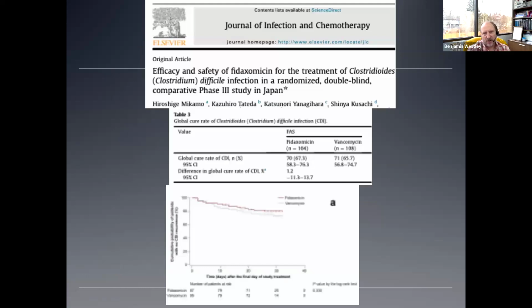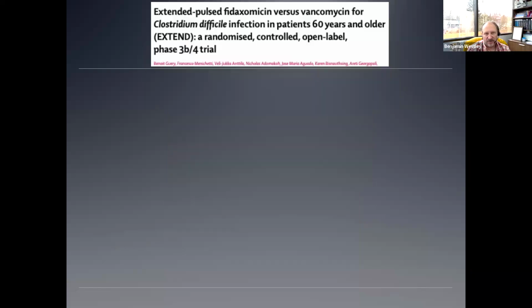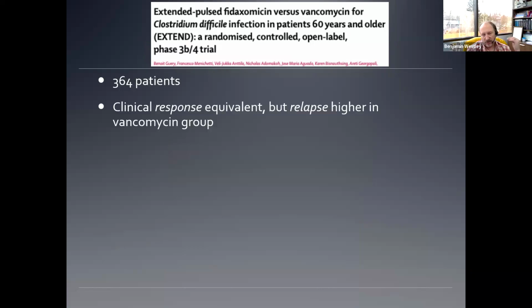So the data on fidaxomicin over vancomycin, I just want to show you here, this is what was cited in the studies or in the guidelines, and it's actually pretty poor. You can see that the global cure rate for fidaxomicin versus vancomycin in this study was minimally different. This slightly improved, but a little bit better. The main driver of this is for recurrences. So this study, called the Extend study, was 364 patients, and they actually showed that the initial clinical response was the same between vancomycin or fidaxomicin, and the difference was that the relapse rate was higher in the vanco group.